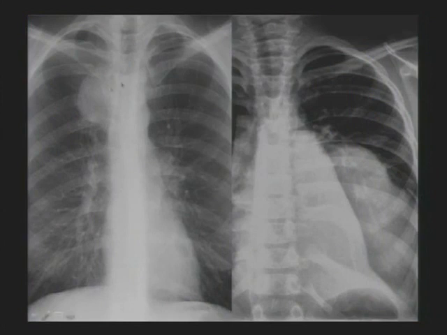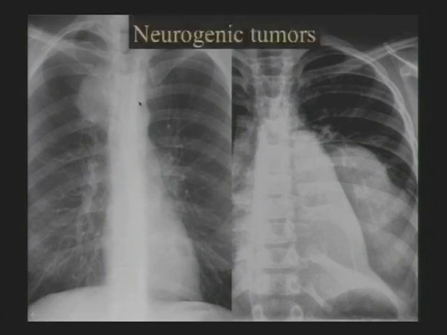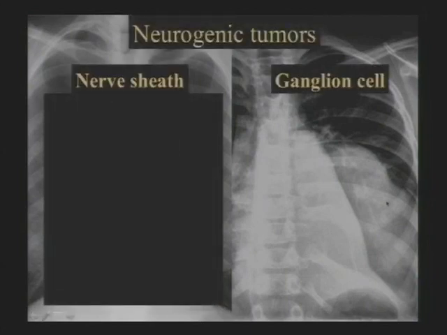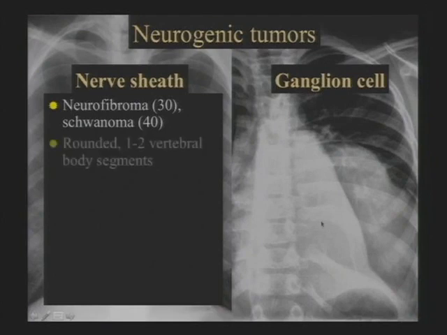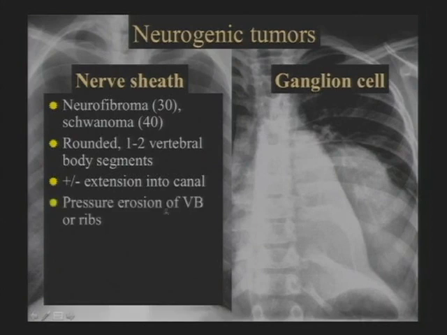Here is an example of a schwannoma and a ganglion cell tumor. So this is nerve sheath on this side and a ganglion cell on this side. Nerve sheath tumors tend to occur in 30 and 40-year-olds. That's the peak age for those. They don't extend over multiple vertebral body segments. They may extend into the neuroforamen, but not always. They can cause some pressure erosion of the adjacent vertebral body or ribs.